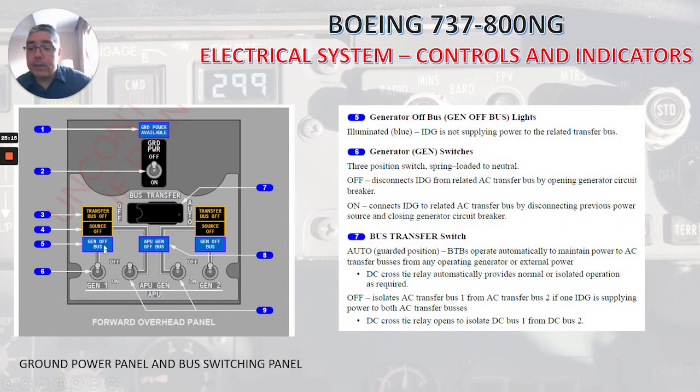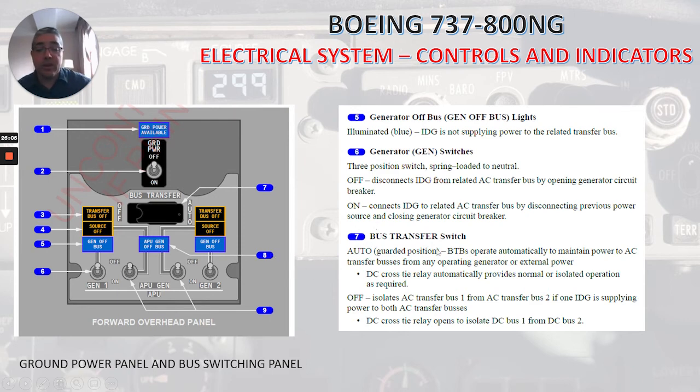Okay, let's talk about the gen off bus lights. Illuminated blue, IDG is not supplying power to the related transfer bus. If we talk about the generator switches, 3-position switch, spring loaded to neutral. Off, disconnects IDG from related AC transfer bus by opening generator circuit breaker. On, connects IDG to related AC transfer bus by disconnecting previous power source and closing generator circuit breaker.